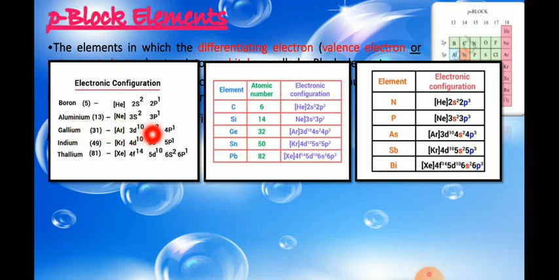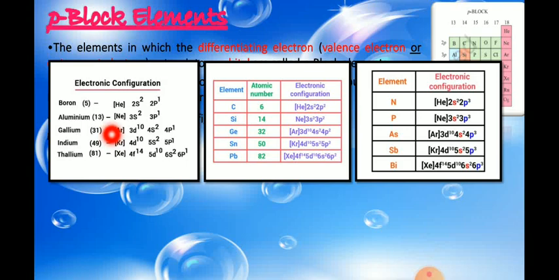If you take aluminium, 3p1. Valence shell electronic configuration, 3s2 3p1. The last electron enters into the p orbital. In gallium, the last electron enters into the p orbital, 4p1. Where is the one electron? It is in the 4p orbital. In indium same thing, thallium same thing, isn't it? So in group number 13, the valence electron enters into which orbital? The p orbital. Valence shell electronic configuration 2s2 2p1, 3s2 3p1, 4s2 4p1, 5s2 5p1. In short, in general, can we write ns2 np1? Okay, this is about group number 13.